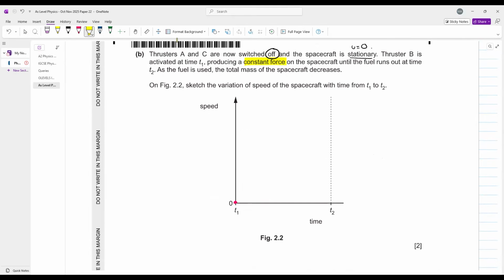As the fuel is used, the total mass of the spacecraft decreases. अच्छा जी, जैसे जैसे आप फ्यूल यूज कर रहे हो, द टोटल मास ऑफ द स्पेसक्राफ्ट इज डिक्रीजिंग. परफेक्ट. On figure 2.2, sketch the variation of the speed of the aircraft with time from time t equals t1 to t2. अच्छा जी, स्पीड टाइम ग्राफ बनाना है. यू नो कि आपका ग्राफ जो है वो जीरो से स्टार्ट होगा बिकॉज द स्पेस क्राफ्ट वॉज इनिशियली स्टेशनरी.